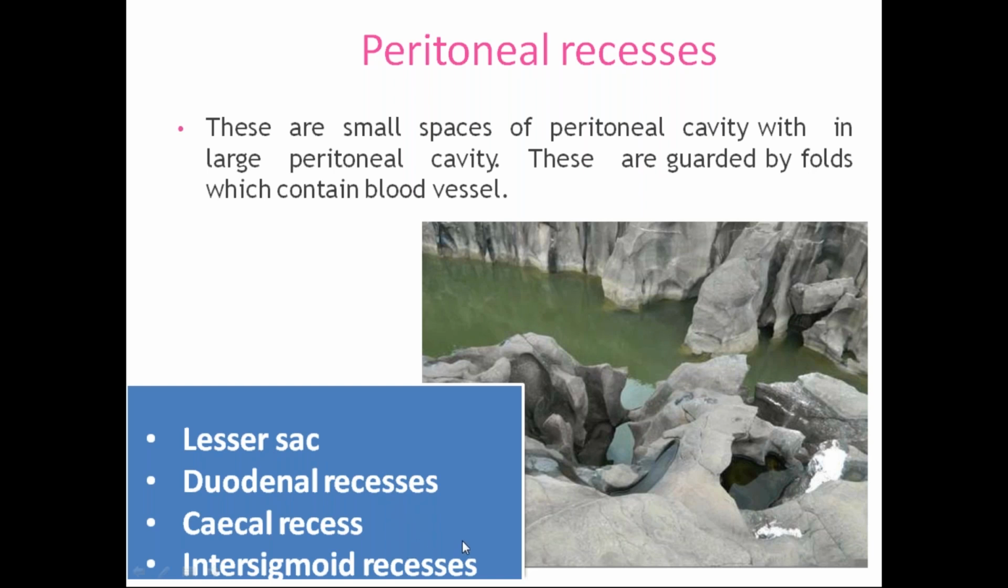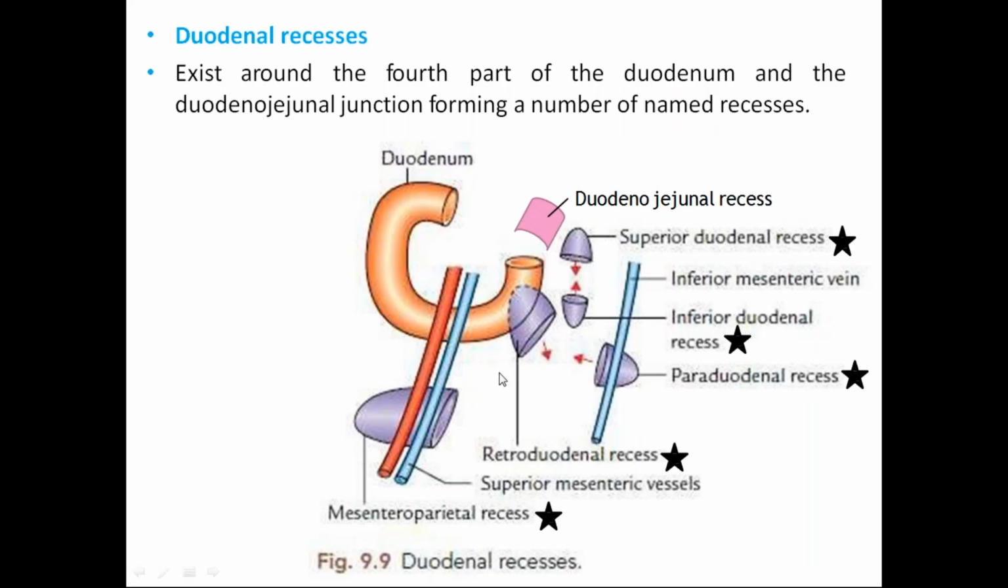other than this you have intersigmoid recesses. So already you have seen the lesser sac. You'll see the next, duodenal recesses. These duodenal recesses are present around the fourth part of the duodenum and duodenojejunal junction.